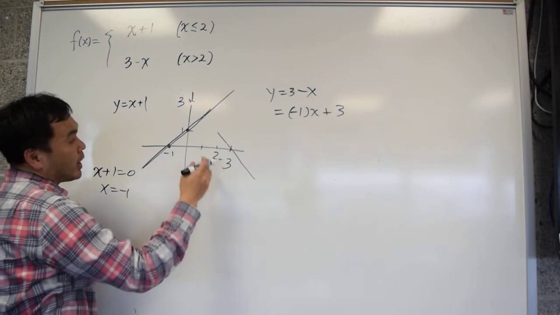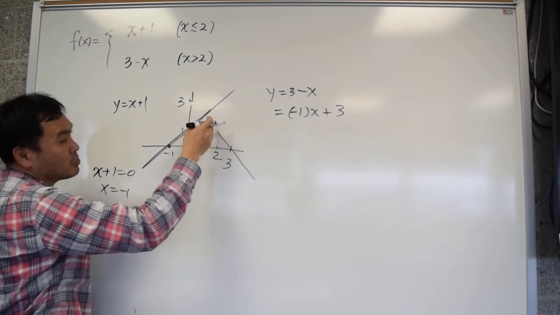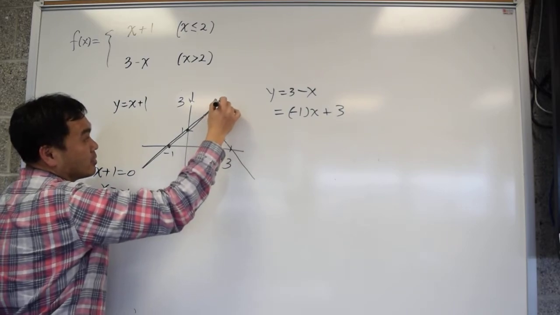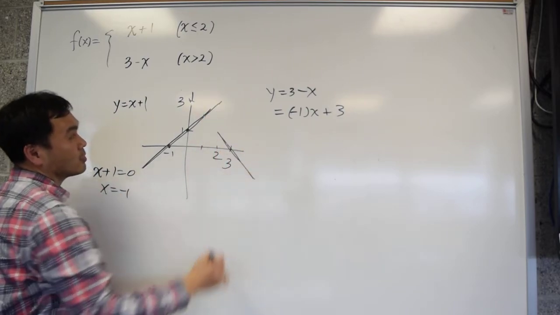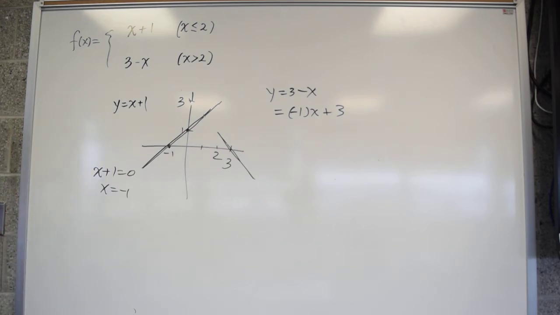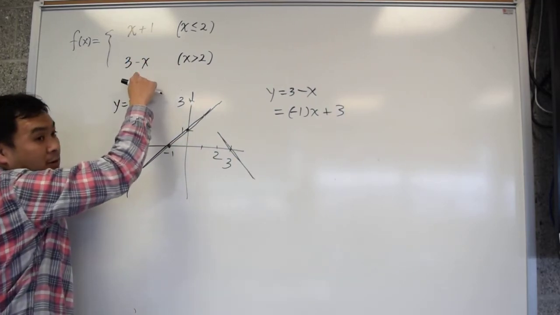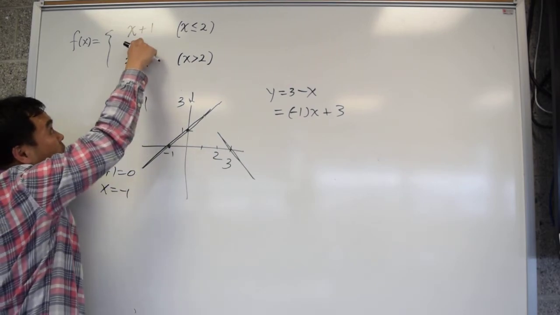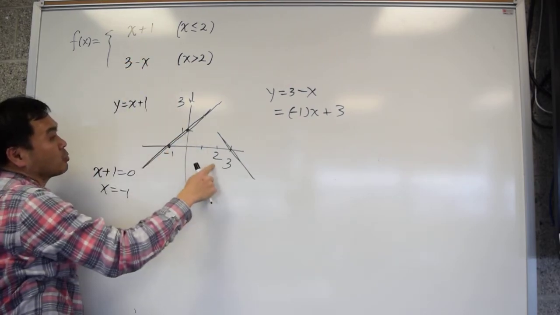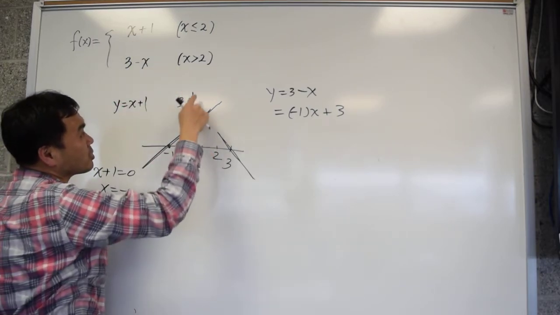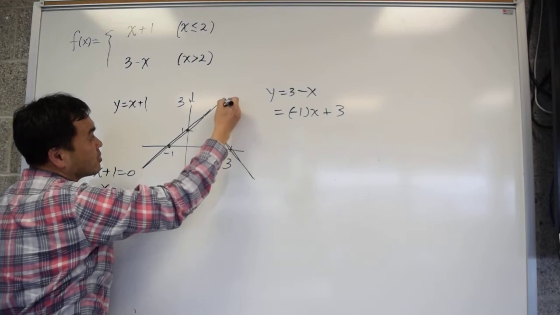And then after 2, what happens? Only the one going down is valid and one going up is invalid, right? So that you have a graph that's not connected. Now at 2, where do you plug in? Do you plug in here or there? First one or second one? When you plug in 2, you get 3. So 2 comma 3 is an actual value.